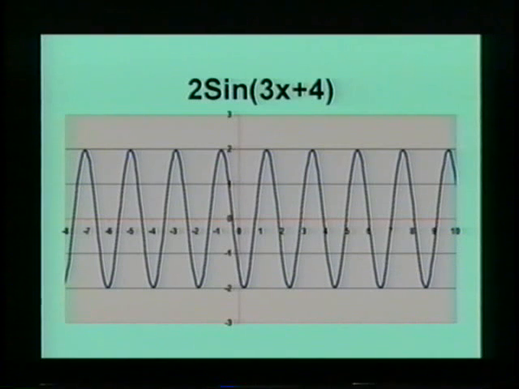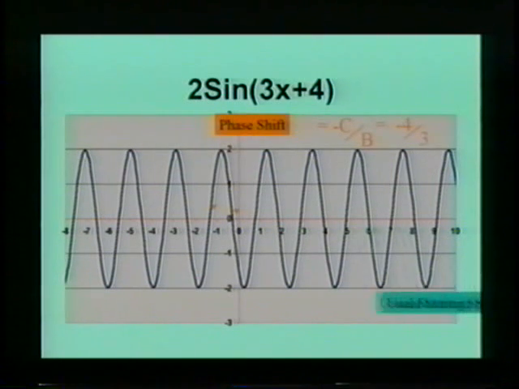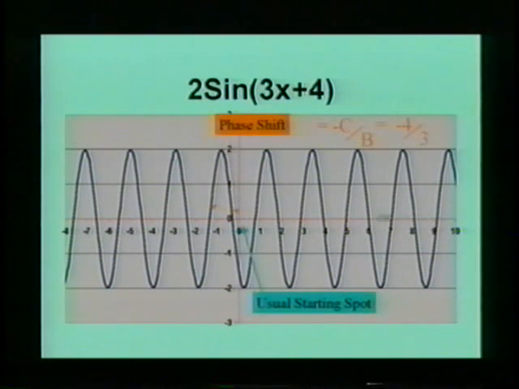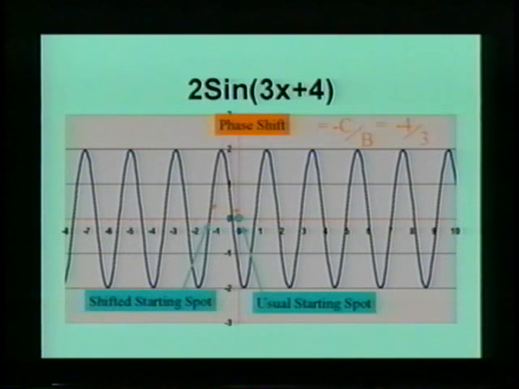Okay? What's the phase shift in this one? Well, it normally starts at 0, and now it's going backward. We actually moved it to the left. In this case, minus c over b would be minus 4 over 3, minus 4/3. And son of a gun, if you can see, that is where it's starting. Usually it starts right there, but the sine is actually starting here now. So it is actually shifted minus 4/3, or minus 1 1/3, to the left.